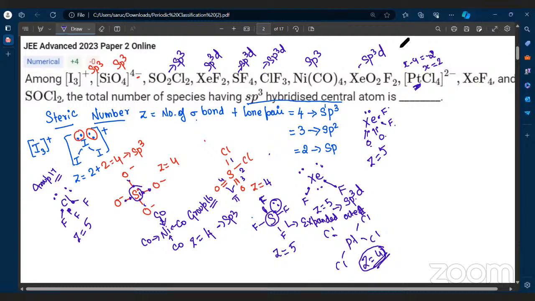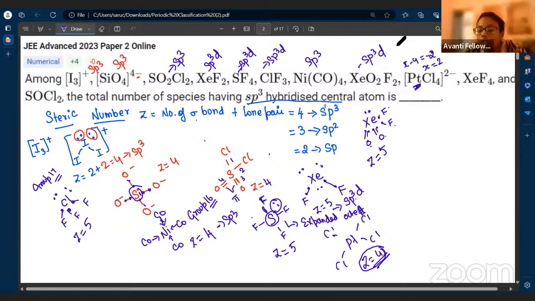Where does platinum come? 76, platinum. 78. Okay, so I'm asking about the outermost configuration of platinum. What would be the outermost configuration of platinum? Tell it in the 3D series. We have the 3D series and we know the configuration of the 3D series. So where does platinum come? Below?